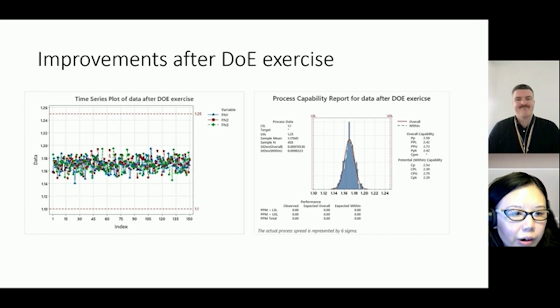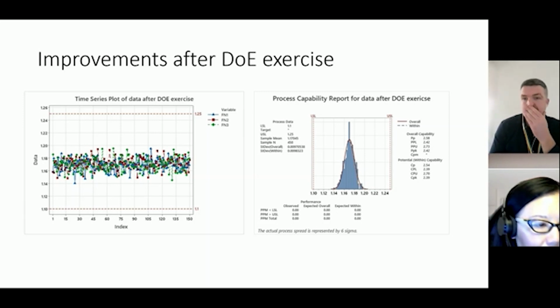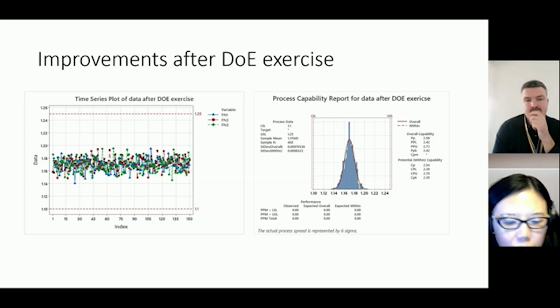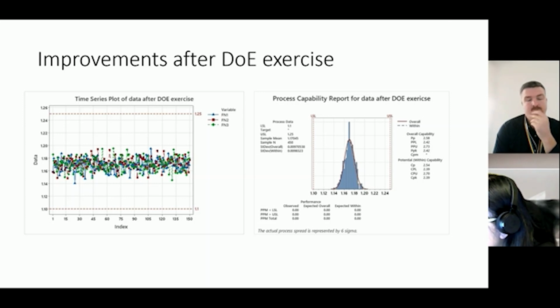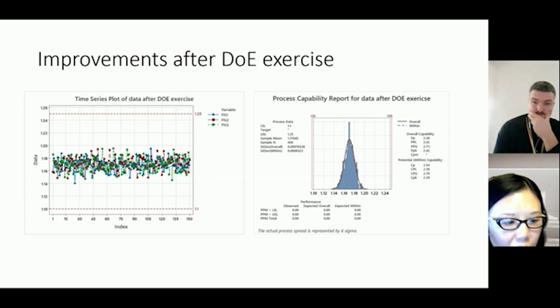Looks like some very nice data here. I can see there's more consistency. The variability is much reduced with the new settings, and a big improvement to the capability indices. You've got CPK and PPK over 2. That's good.